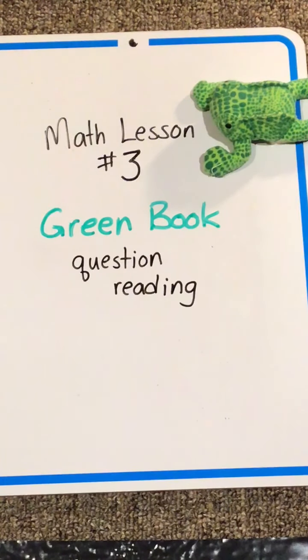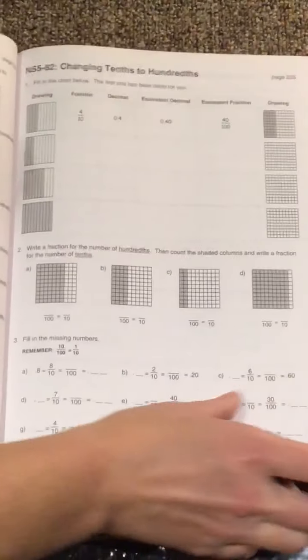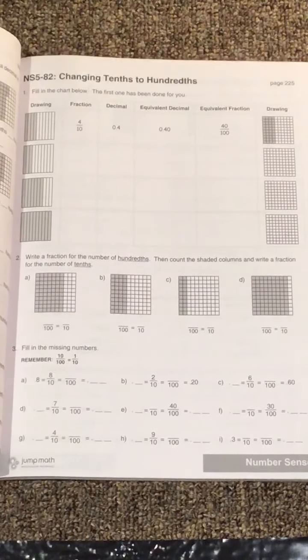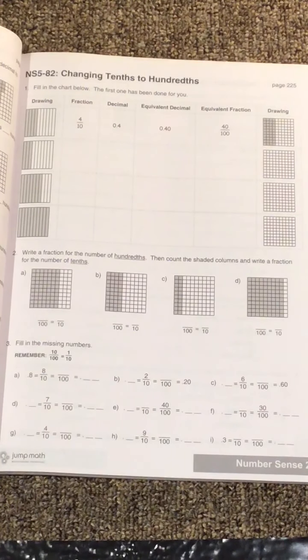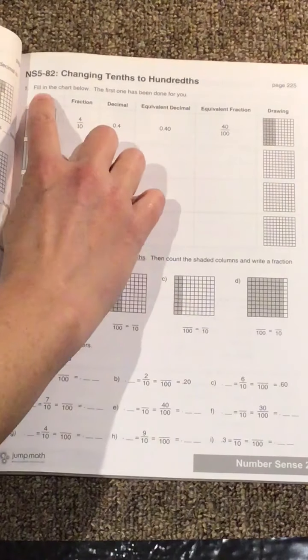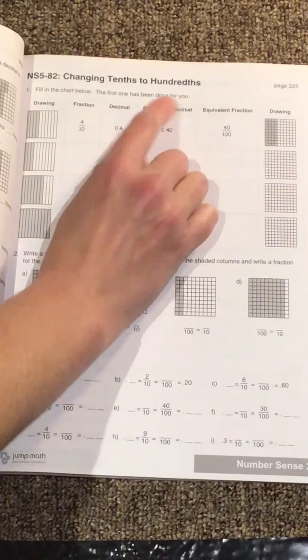So this way I'll go through all of the questions in the green book and read what they are asking you to do. We'll start with page 225. Okay, fill in the chart below. The first one has been done for you.